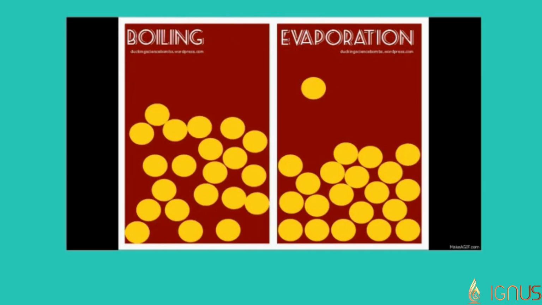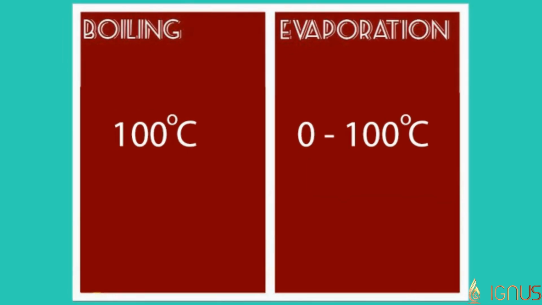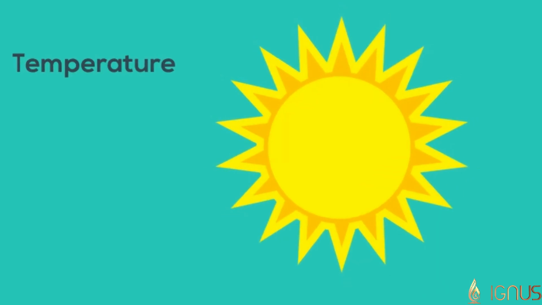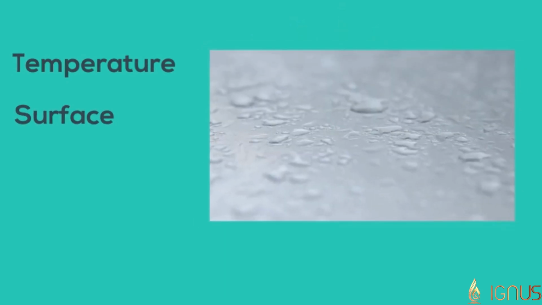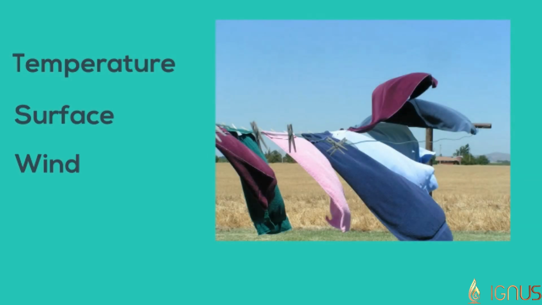While on boiling, all the particles in the liquid vaporize. Evaporation can happen at any temperature, but boiling happens only at 100 degrees Celsius. Factors affecting evaporation. First one is temperature. Higher the temperature, faster is the evaporation. Second one would be the surface area. More surface area helps evaporation. Water spread on a plate evaporates faster than water in a glass. Wind. More the wind, higher the evaporation. This is why clothes dry faster on a windy day.